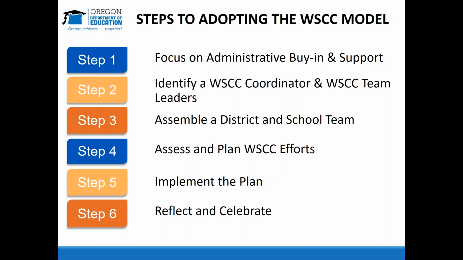The steps are: 1. Focus on administrative buy-in and support. 2. Identify a WSCC coordinator and WSCC team leaders. 3. Assemble a district and school team. 4. Assess and plan WSCC efforts. 5. Implement the plan. And finally, 6. Reflect and celebrate. While the steps are intended to be implemented chronologically, the process is not always linear. Schools and districts can enter the step-by-step process at any point and revisit steps as needed.